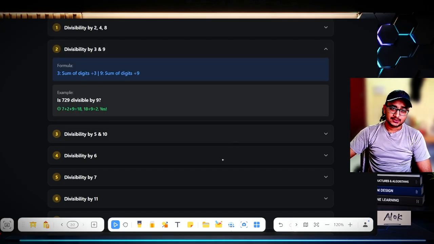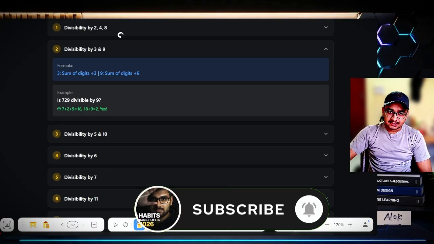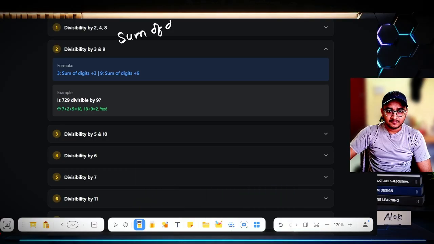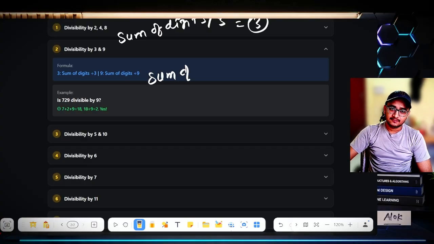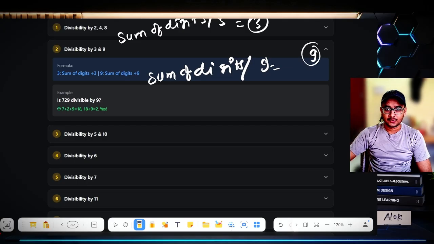So let's understand the divisibility rule of 3 and 9. For 3, the sum of digits should be divisible by 3. In case of 9, the sum of digits should be divisible by 9 if you want to find out whether the number is divisible by 9 or not. Keep this in mind. I hope you understand.